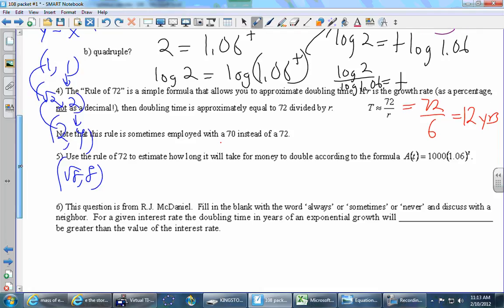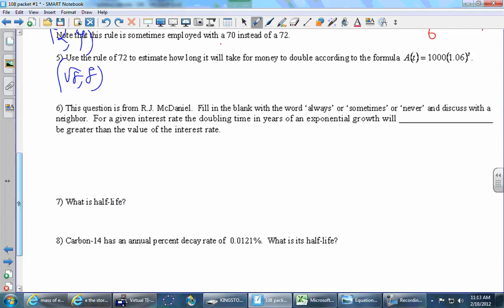All right, let's do number 6. I think we're up to Chris. This question is from art education. Fill in the blank word always, or sometimes, or never, and discuss with a neighbor. For a given interest rate, the doubling time in years of an exponential growth will blank be greater than the value of the interest rate.